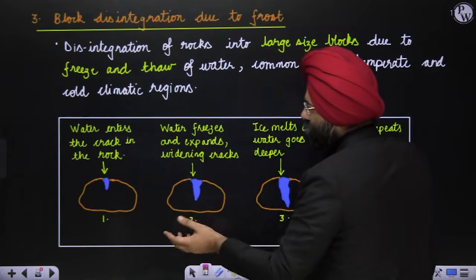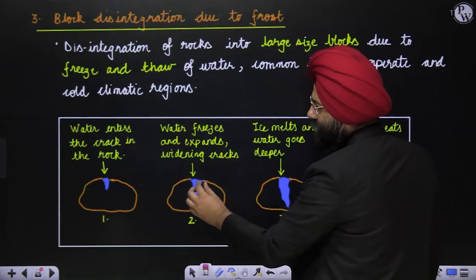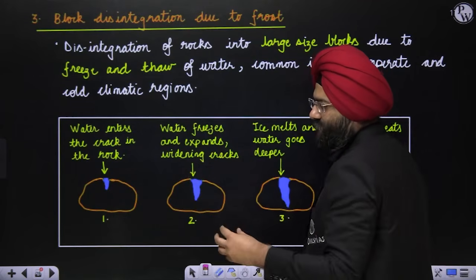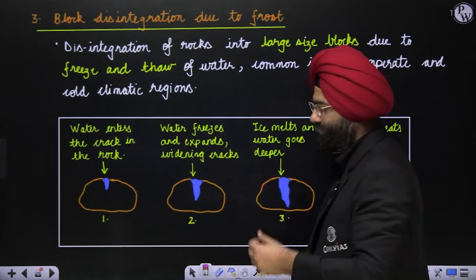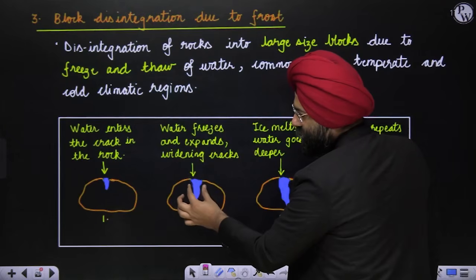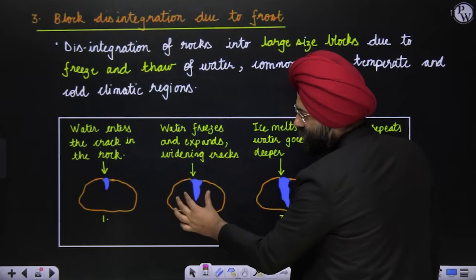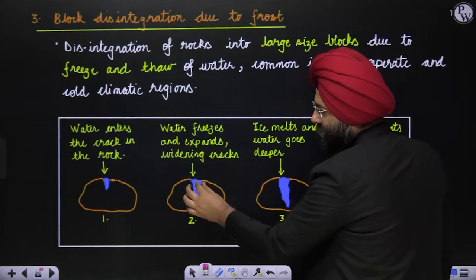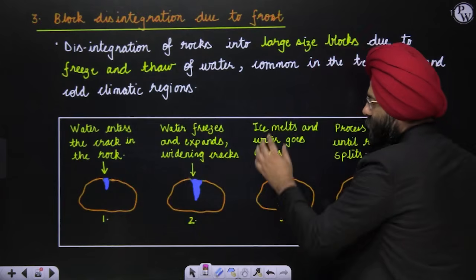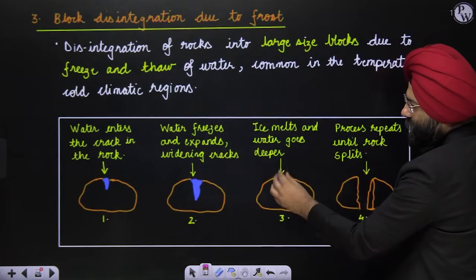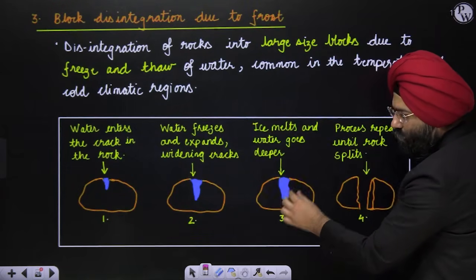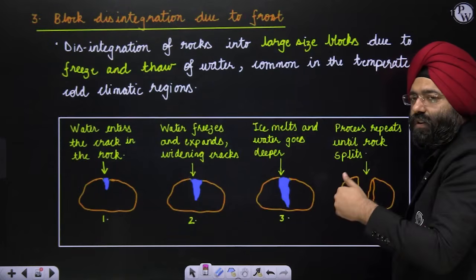Now during the night time, the water might freeze, because, you know that very well, when water converts to ice, it expands. This expansion will lead to pressure being exerted on the rock substance. The crack will further widen. During the daytime, the ice will melt again, and this water will again move even deeper. The same process will repeat, day, night.